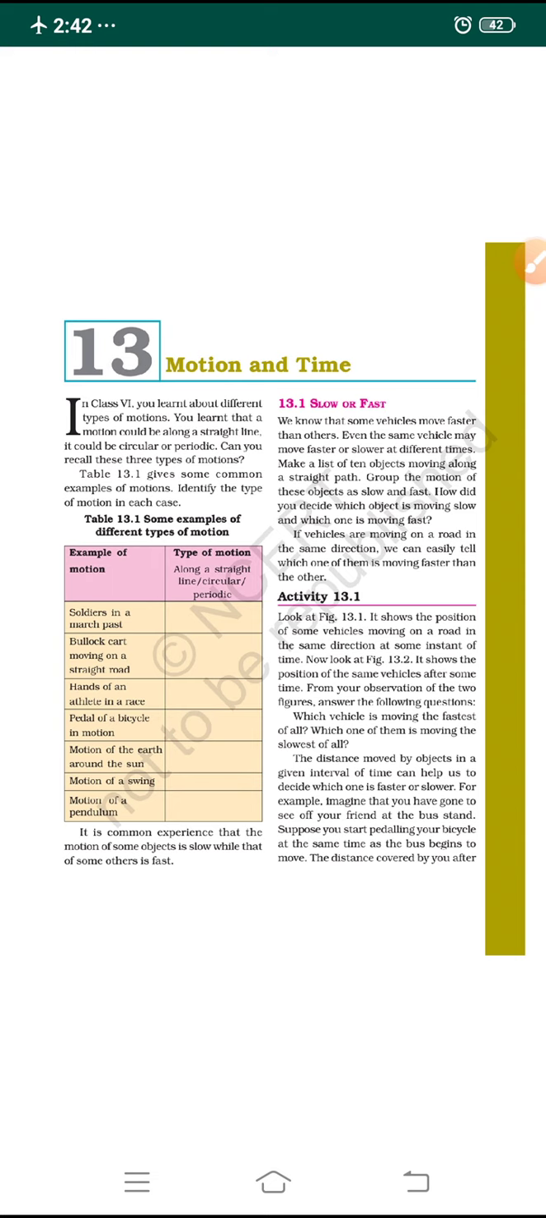Dear students, in the previous class we were discussing the lesson Reproduction in Plants, and we have completed the lesson as well as its exercise part. So in today's class, let me start the new lesson, lesson number 13, Motion and Time.